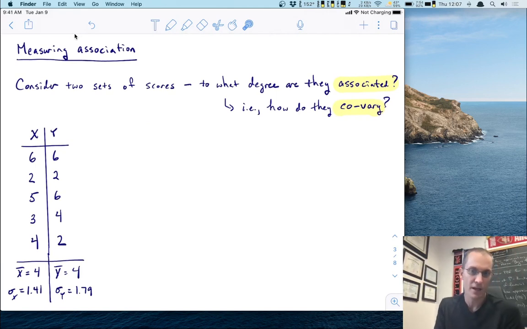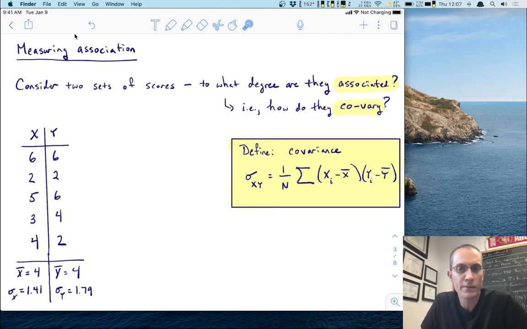So now I want to move into the main part of this lecture, which is to talk about measuring association. When we talk about measuring association, we're saying consider two sets of scores. They might be scores on some test or two items within a test, but just two sets of scores. And we want to ask, to what degree are those sets of scores associated with each other? Another way to say that is, to what extent do they co-vary? We can talk about how they vary within each data set. That's the variance. Is there a way to talk about their covariance? And the answer is absolutely there is.